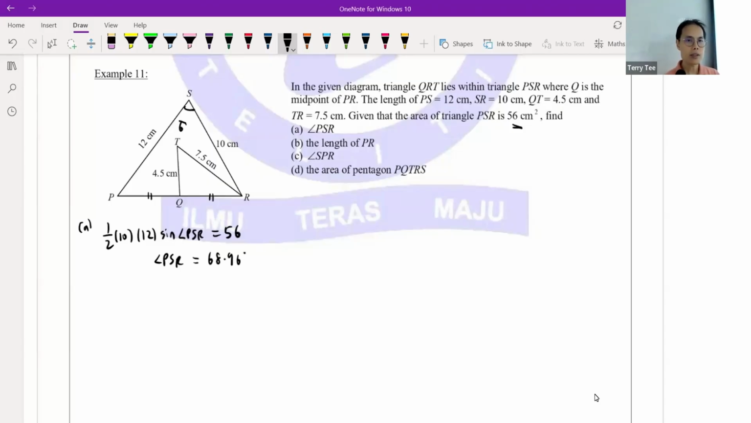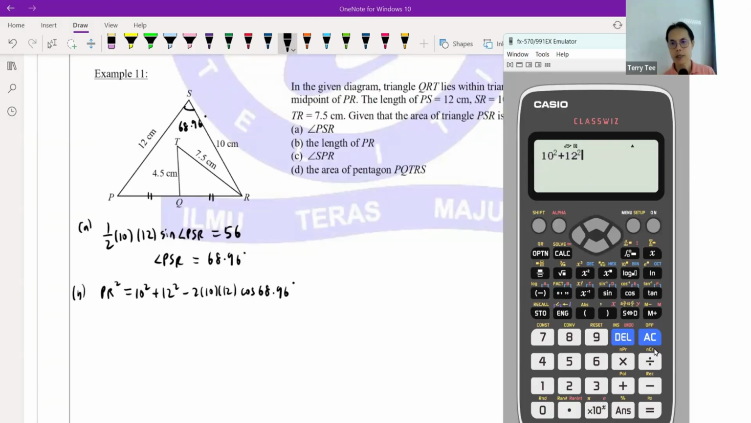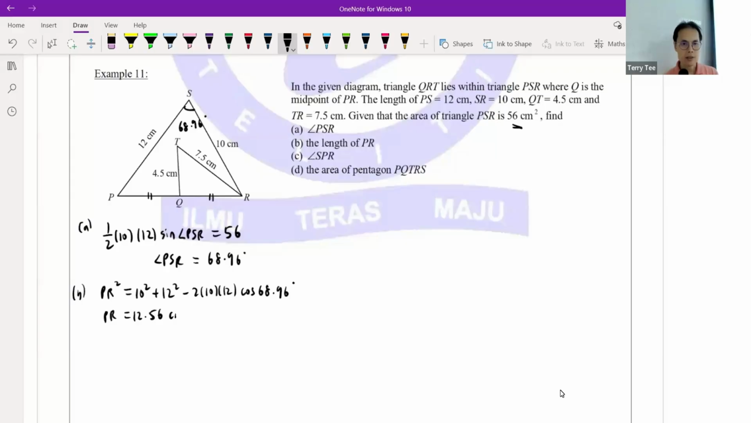Okay, so once you know this is 68.96, we can use cosine rule to find the length of PR. PR is opposite to this. So we say PR square is 10 square plus 12 square minus 2 times 10 times 12 times cos 68.96. Use your calculator. Whatever you get here, you square root, answer equals 12.56. Your PR is 12.56.